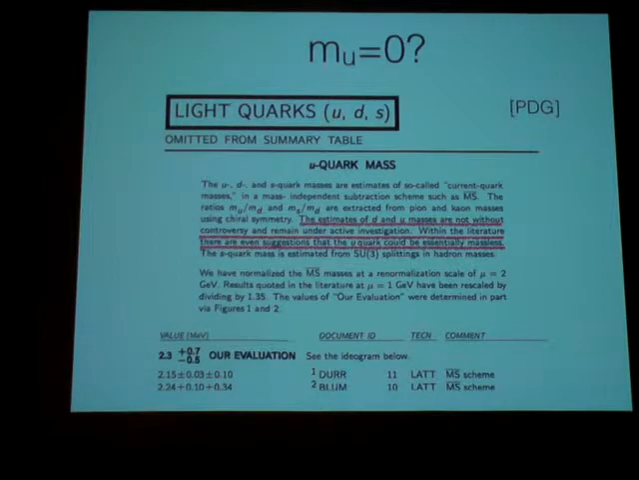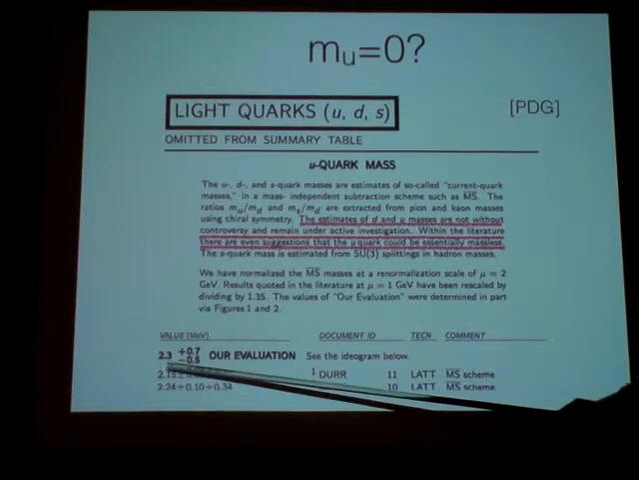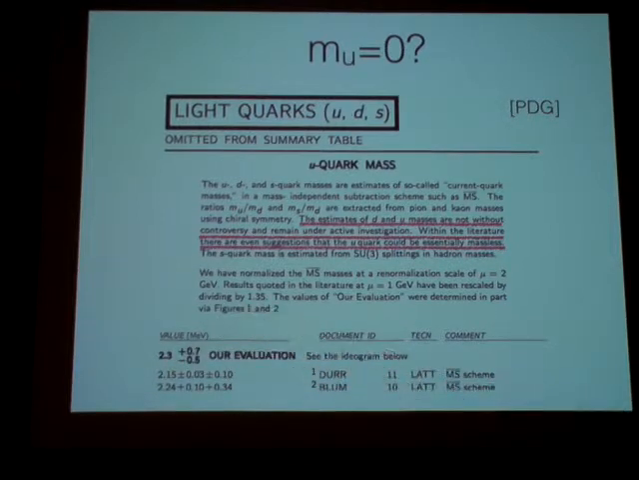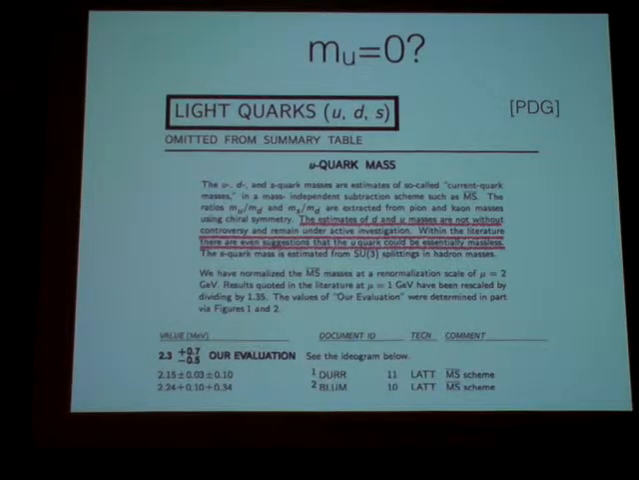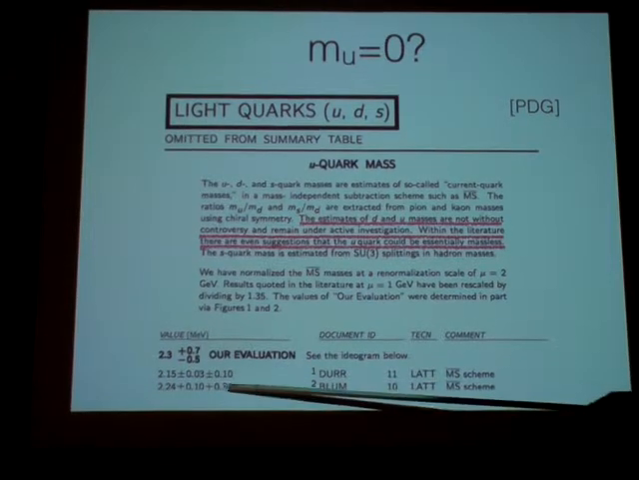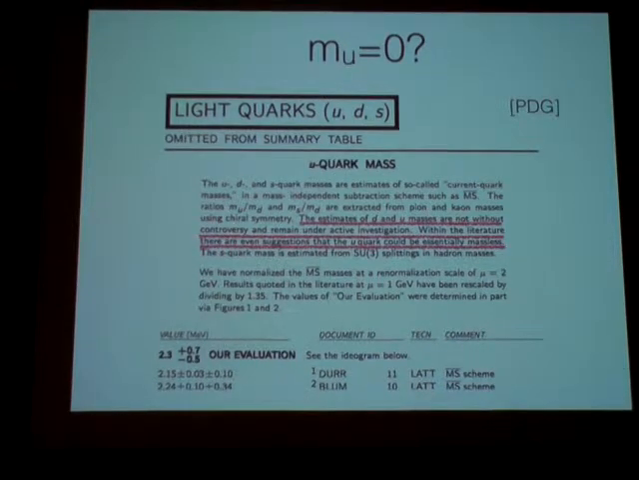And you can look for the value of the up-quark mass by just looking at the Particle Data Group book and the up-quark mass page, and you can find that it's 2.3 MeV, plus or minus 0.5, so like 4 point something sigma away from zero. So it's probably not zero. But what's actually interesting is that one line below, it's 2.15 MeV plus or minus 0.1, so it's like 20 sigma away from zero.